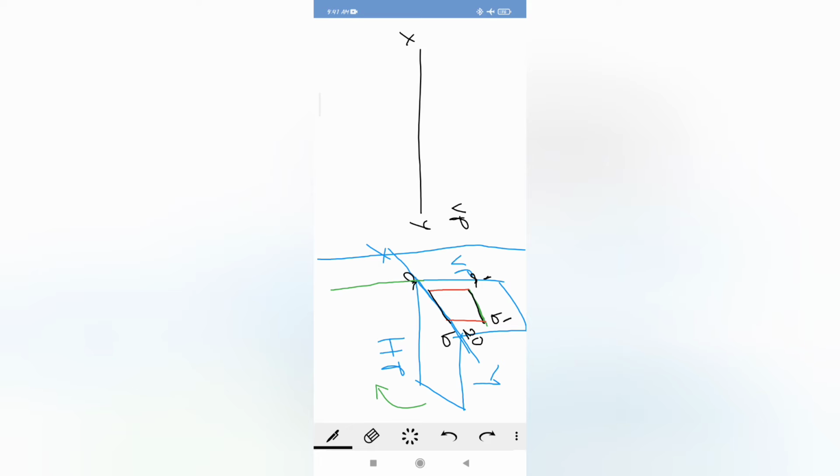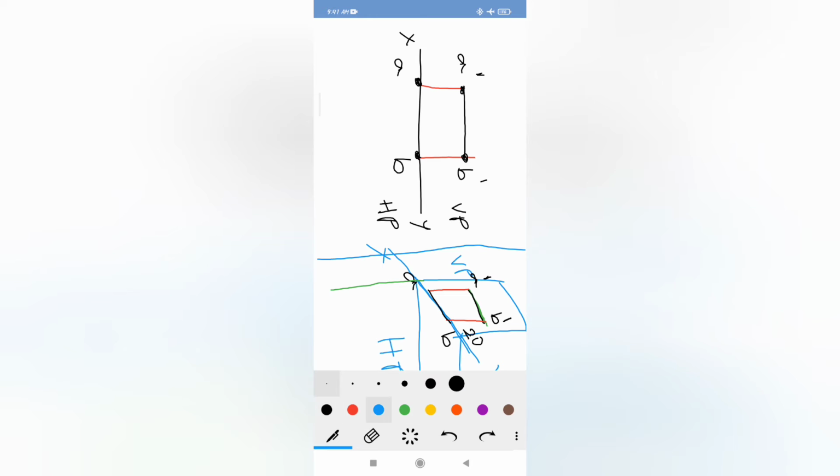VP comes above the reference line, HP comes below the reference line, and the line A dash B dash appears on VP, at a height of 20 mm from the reference line. And the line AB appears on the XY line itself. Now give the dimensioning.